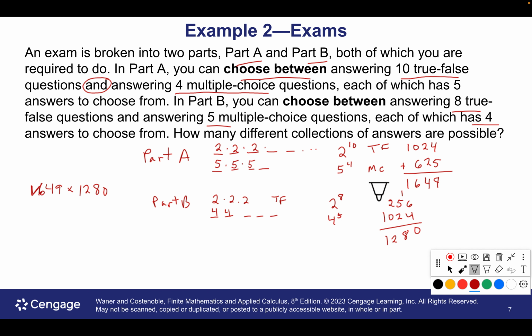Anyone else check all our numbers here? They look pretty good. And if we take 1649 times 1280, what do we get? Say it again. Something like that? Did I get it right? Okay. A lot of different possible answers.